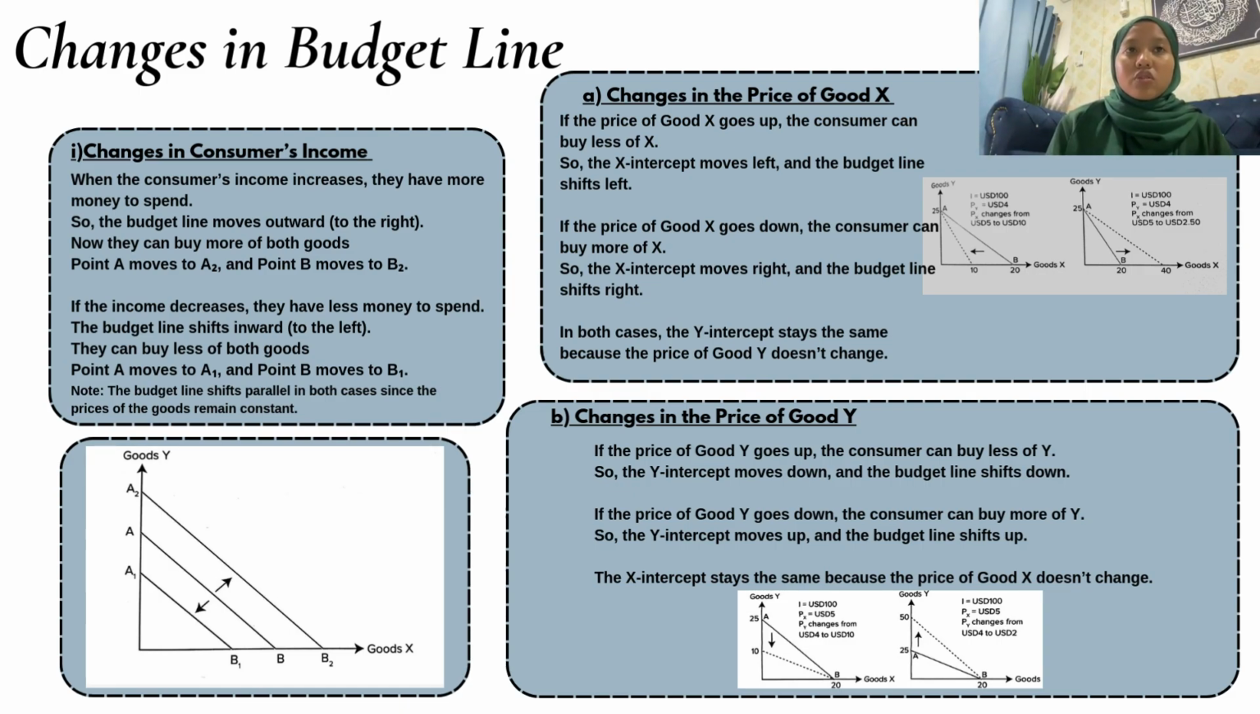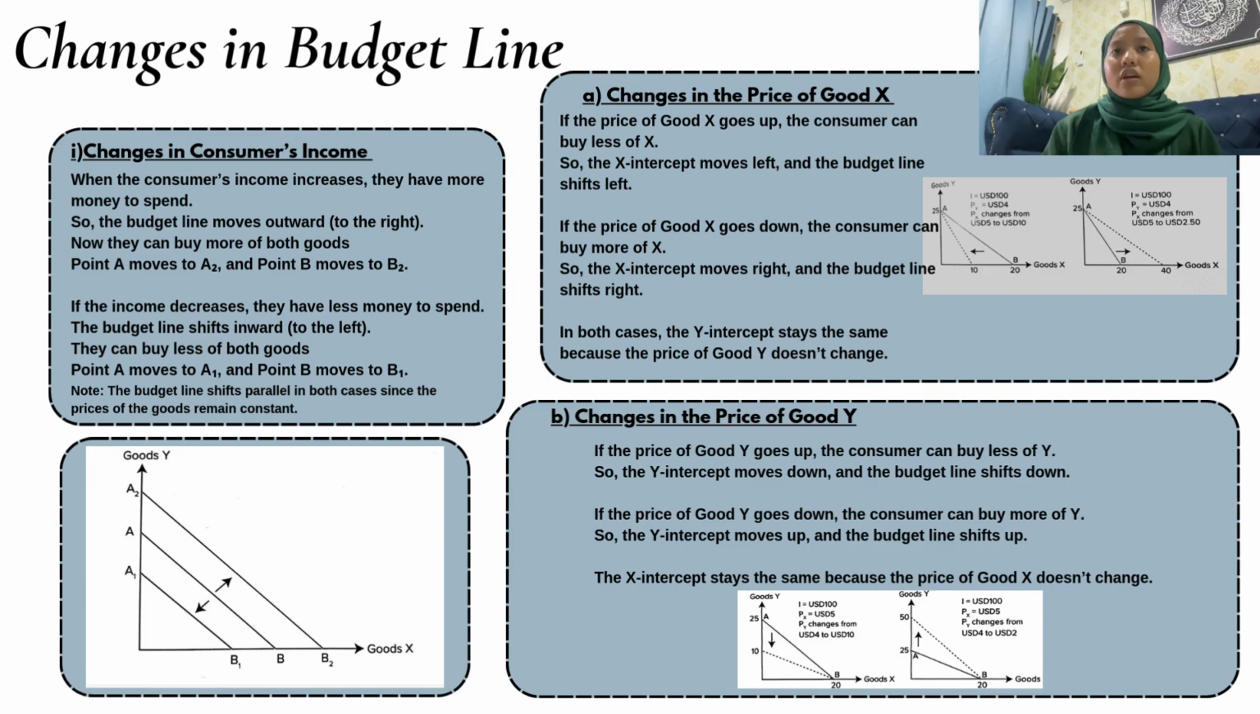So next, changes in the budget line. Firstly, change in consumer income. When the consumer income increases, they have more money to spend, so the budget line moves outward to the right. Now they can buy more of both goods. Point A moves to A2 and point B moves to point B2. If income decreases, they have less money to spend. The budget line shifts inward to the left. They can buy less of both goods. Point A moves to A1 and point B moves to B1. So next, change in the price of good X.